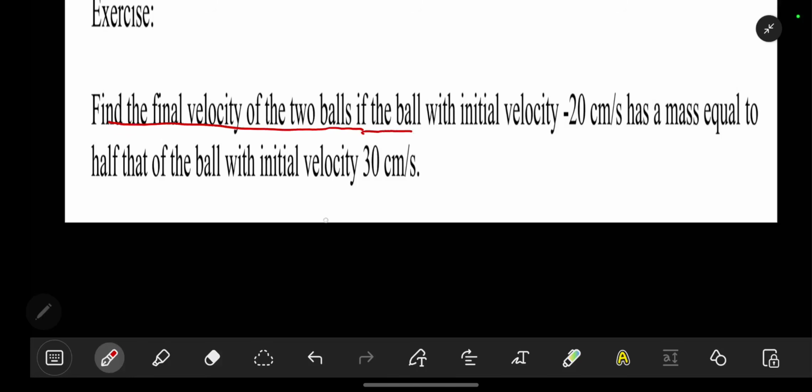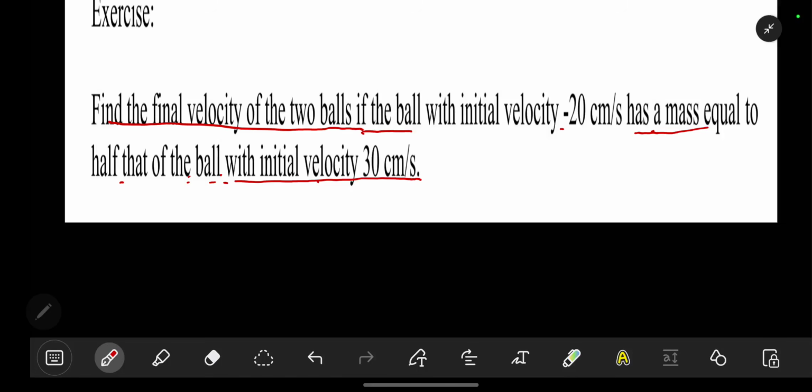Let's assume that this is a perfectly elastic collision. It hasn't been stated, but in the question they should say whether it's perfectly elastic. Under this one we are looking at a perfectly elastic collision, but in an exam they will specify. So find the final velocity of the two balls if the ball with the initial velocity of negative 20 centimeters per second has a mass equal to half the mass of the ball with the initial velocity of 30 centimeters per second.